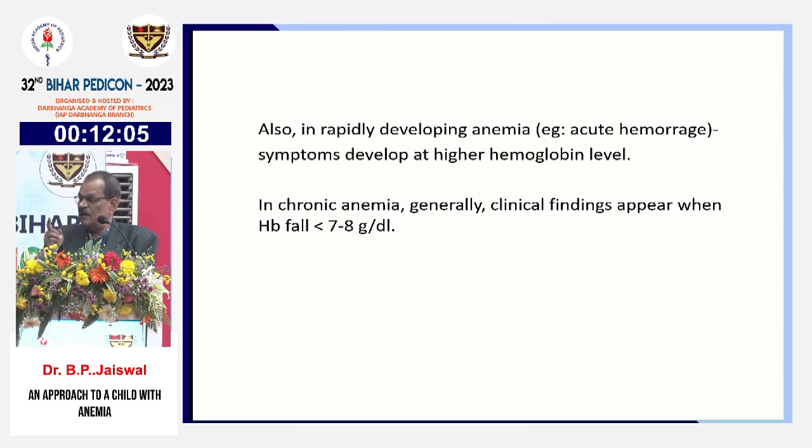But a child with 8 gram or 9 gram % of hemoglobin might be having features of congestive heart failure, and you will have to go for blood transfusion. Therefore, you should appreciate the clinical features of heart failure and the hemoglobin level. Of course, the 7, 8 gram % cutoff is important, but you should pay attention to the clinical features the child will be having.